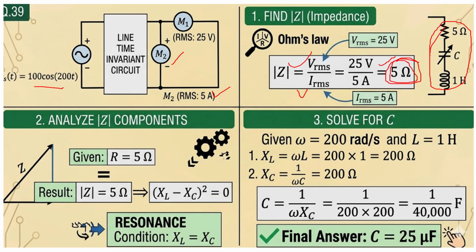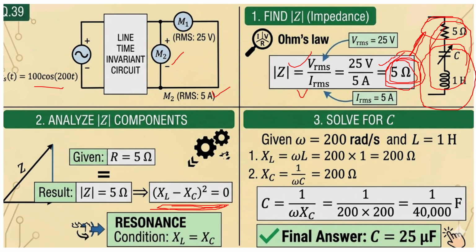So here this is actually the resonance condition, and how do we know that? Because the resistance is already given, that is 5 ohm, and the impedance we got is also 5 ohm. That means resistance and impedance are both the same. Both being the same means the net reactance of XL and XC is 0. So directly we can write XL minus XC whole square equal to 0.